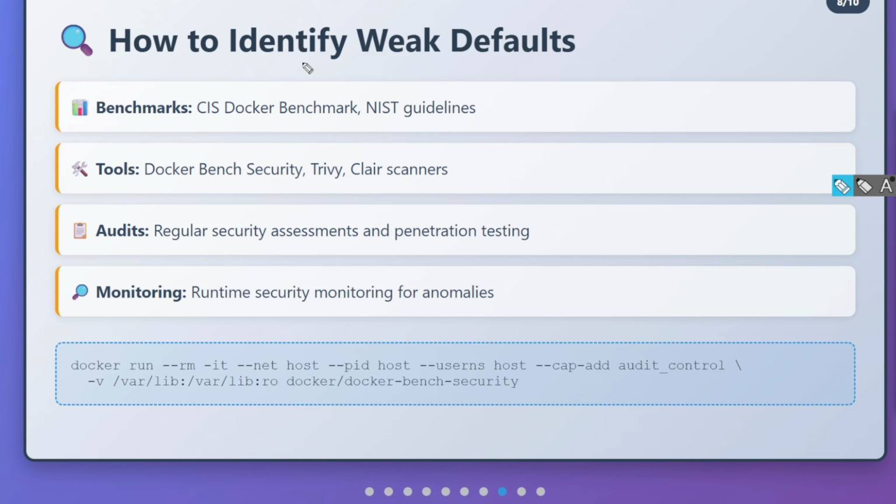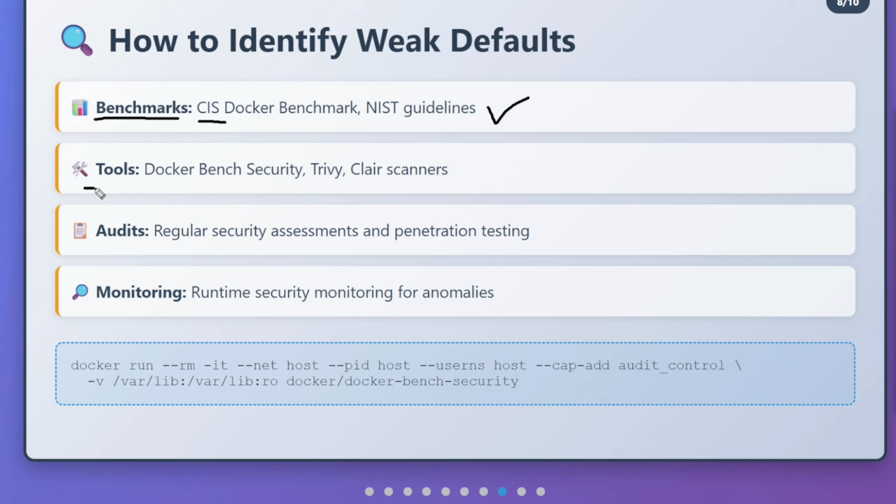Moving further, we will be discussing how to identify weak defaults. One was benchmarks. We need to use trusted security standards, especially the CIS Docker Benchmark and NIST guidelines. These provide a detailed checklist for what secure defaults should look like and what we need to avoid.